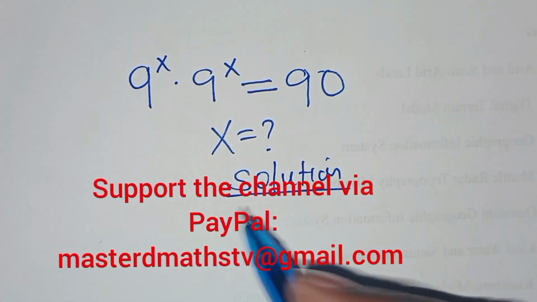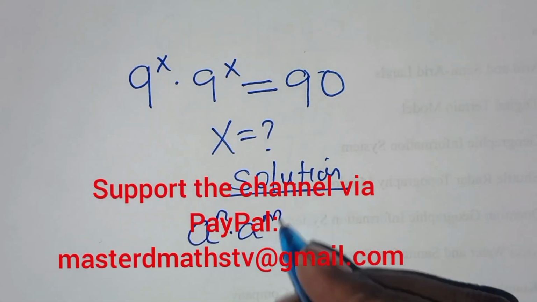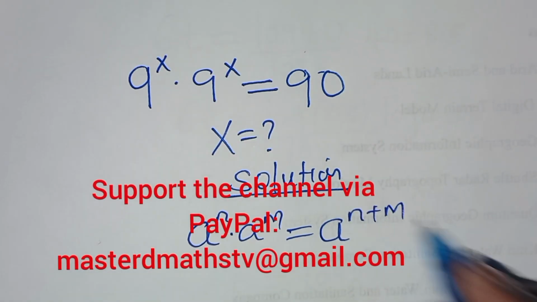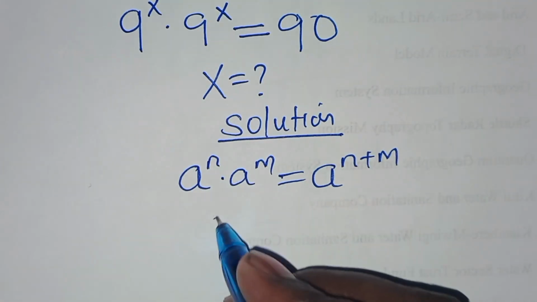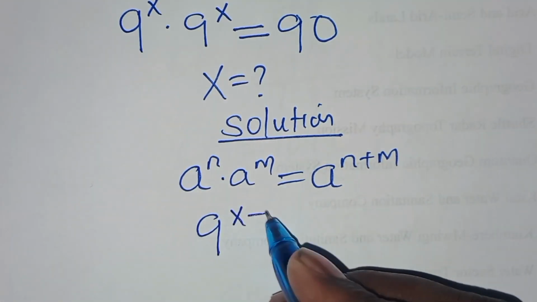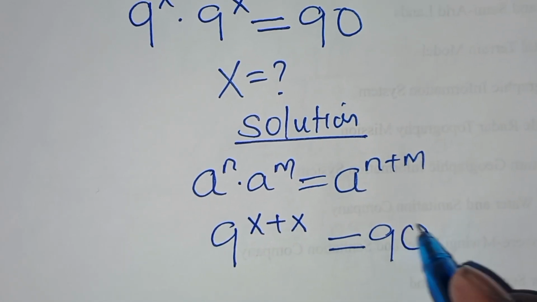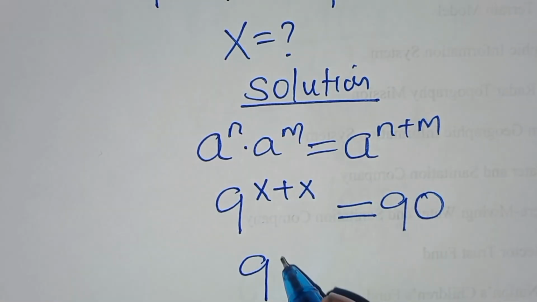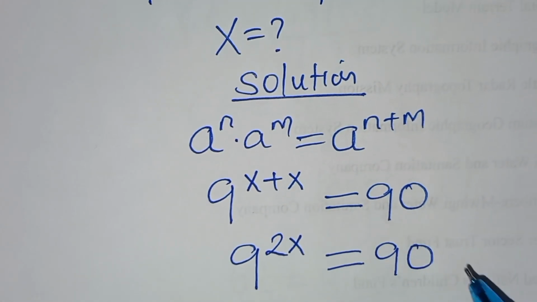This exponential equation is in the form of 8 to the power n times 8 to the power m, which we can express as 8 to the power n plus m. So applying this property, then here we have 9 to the power x plus x. This is equal to 90. So now here we have 9 to the power x plus x. This is 2x, and this is equal to 90.